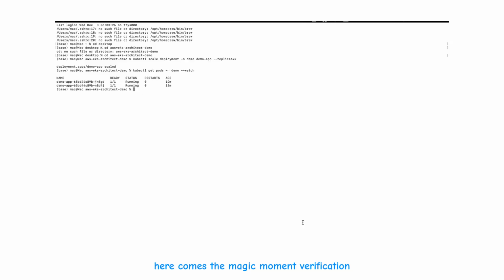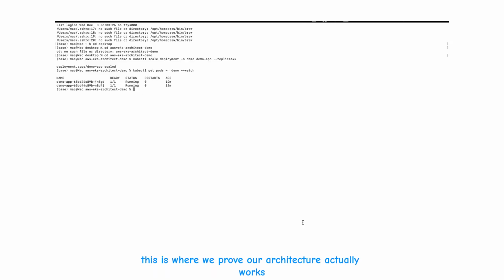Now comes the magic moment, verification. This is where we prove our architecture actually works. Watch closely as I show you not just that it is running, but how it is running and what that tells us about our solution. As architects, we don't just deploy and hope. We validate, analyze, and understand what we have built. Let me show you what I mean.